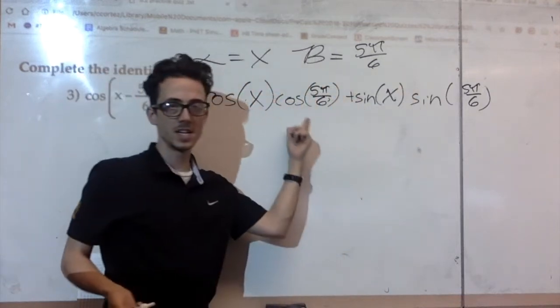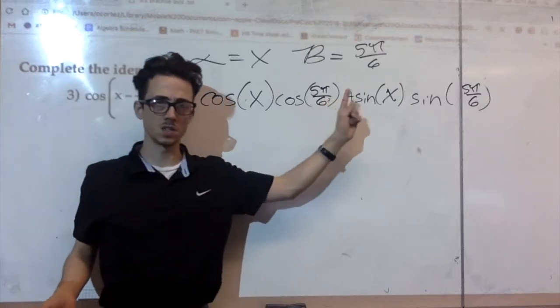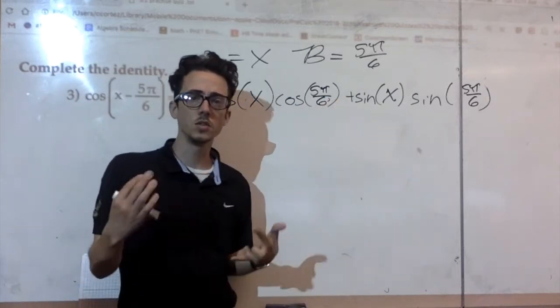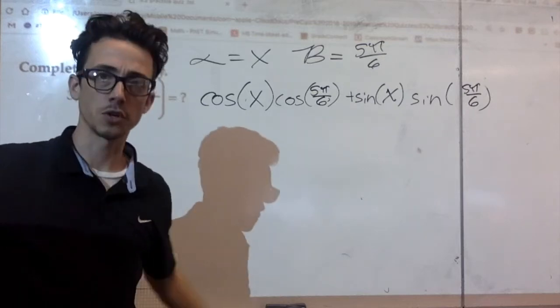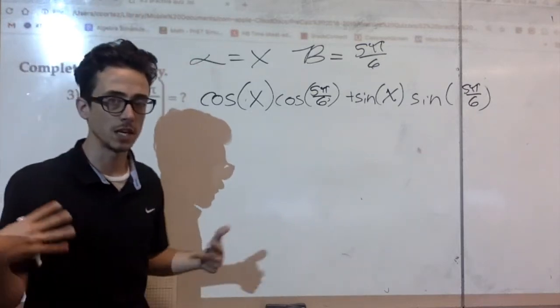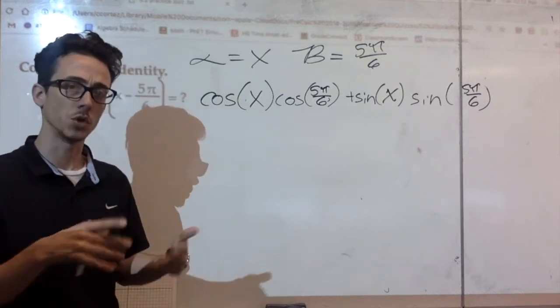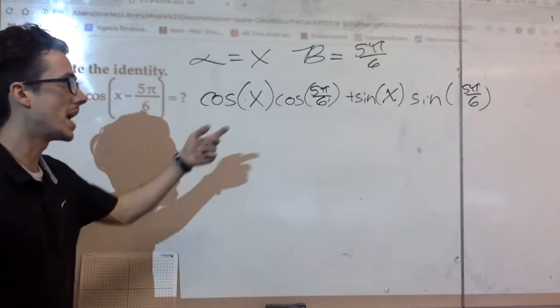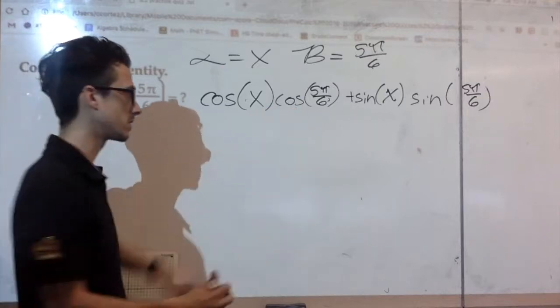But as far as finding cosine 5 pi over 6 and sine 5 pi over 6, you should draw this out. You should be using the unit circle. You should know how to go about these. If you don't, ask me a question or email me or look up some resource that's going to remind you of what you need to do.